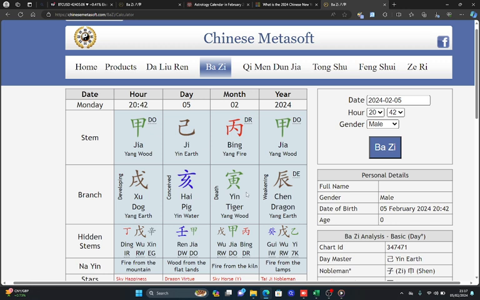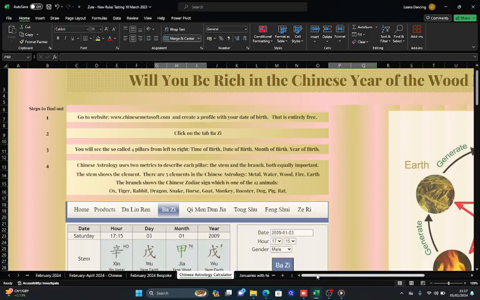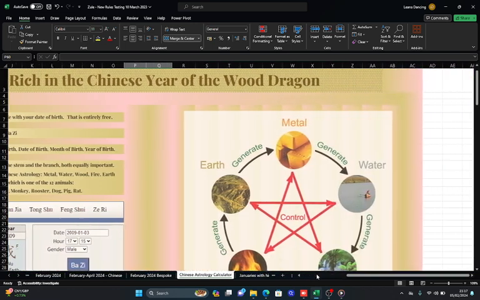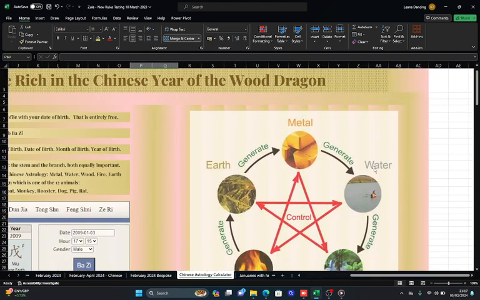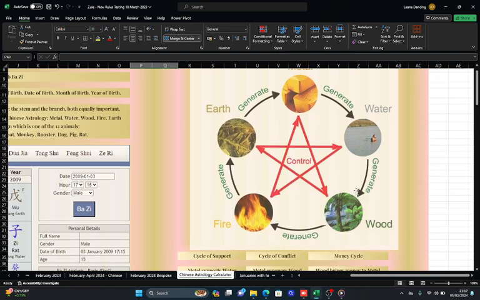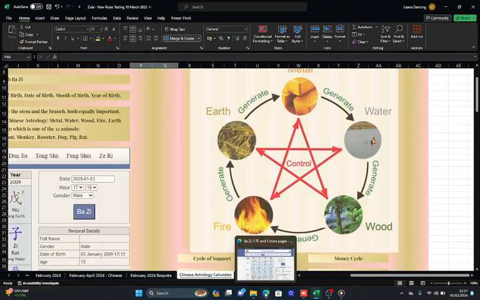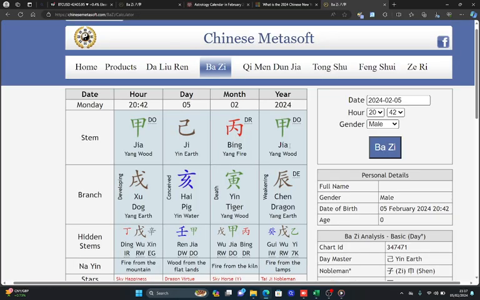So let's go into the elements and let's have a look at what is happening for the Earth. So Earth dominates water, which means that water is the money. Water represents the money for you. So let's have a look in the year of the wood dragon. Is there any water here? No, there isn't any water. So what that means is that this year is not going to be great for you for money making.